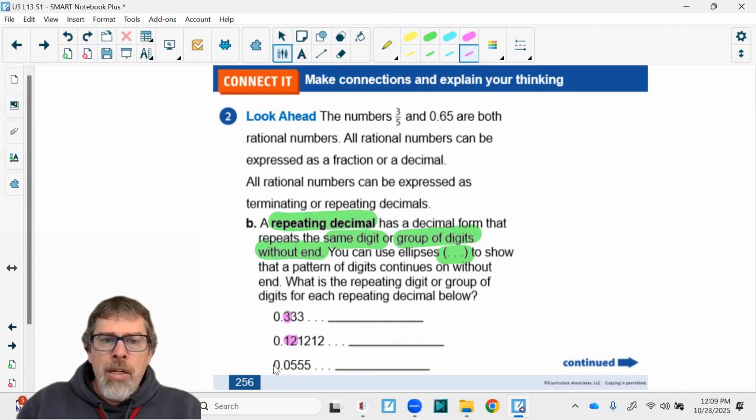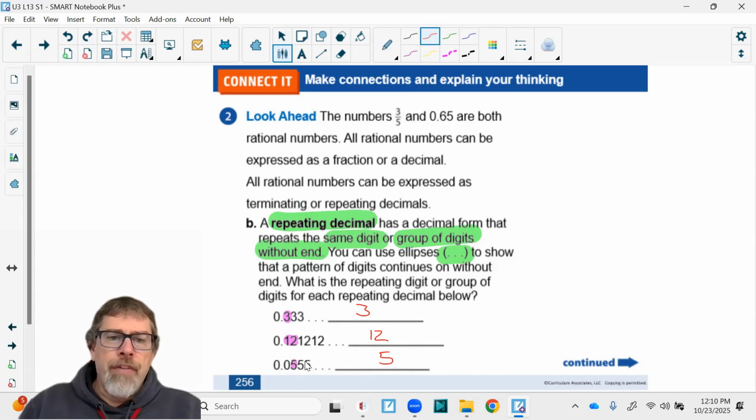And in this one, you've got to be careful. It's 0.0, but then after the 0, a 5 begins to repeat. So to answer this question, it says, what is the repeating digit or group of digits for each repeating decimal below? Well, the first one is 3. That's the repeating digit. The second one, it is 12. And on the third one, just the 5 is repeating. Don't put 0, 5, because that'd be 0, 5, 0, 5, 0, 5. The 5 is all that repeats.